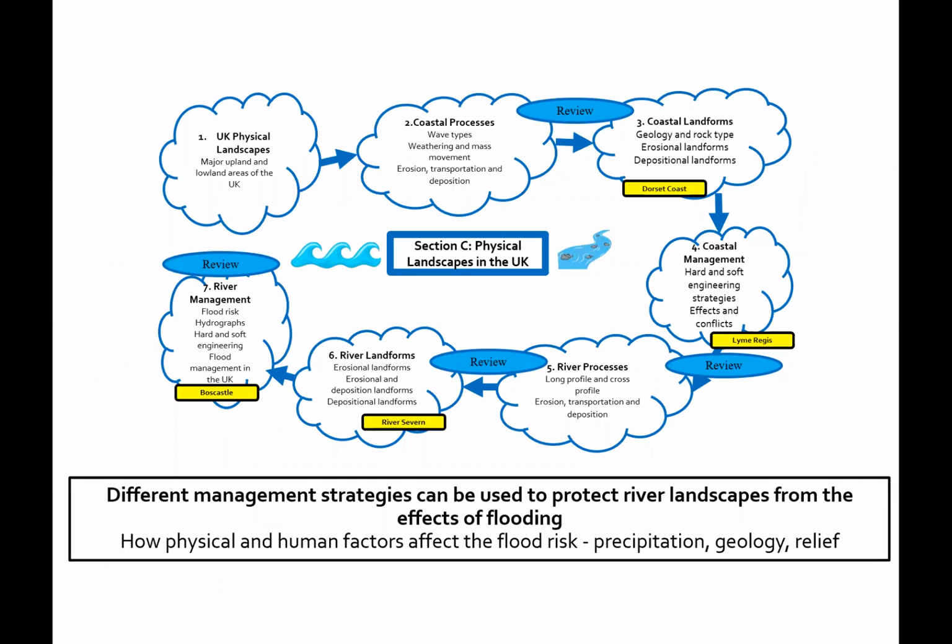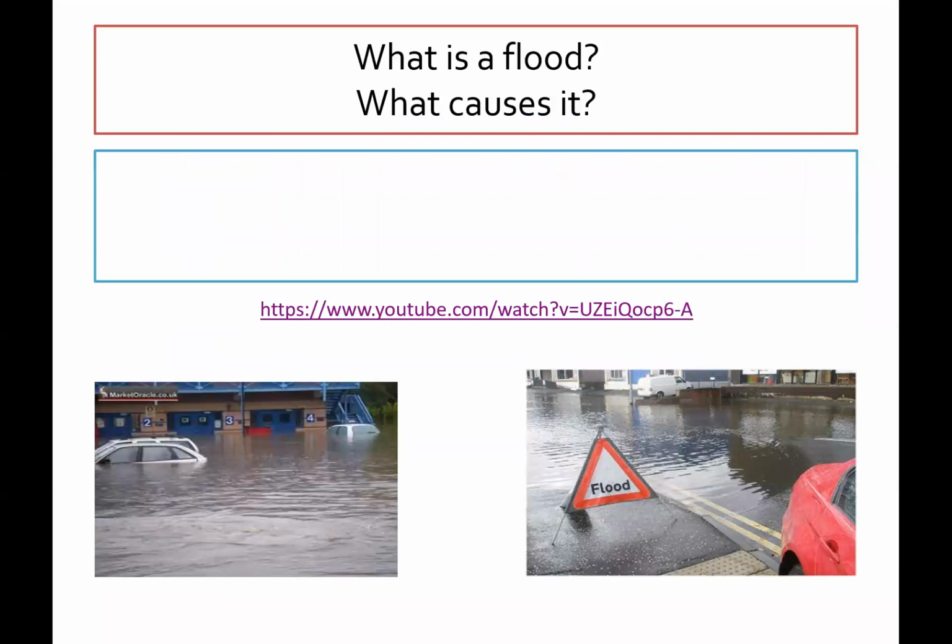of that flooding. So we're starting to look at the final bubble within rivers, and that's all about different management strategies. But if you know how to manage a flood, you've got to start with what actually causes it. So we'll look at things like precipitation, geology and relief, and we'll go through what those mean as we go through. So first thing, what is a flood?